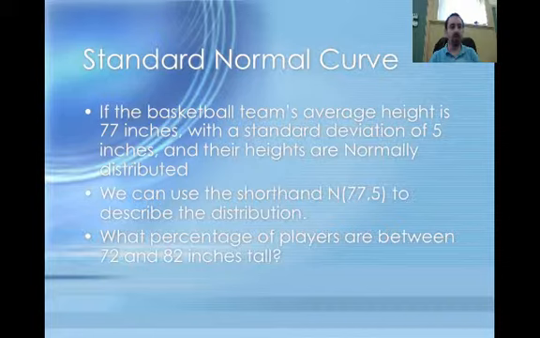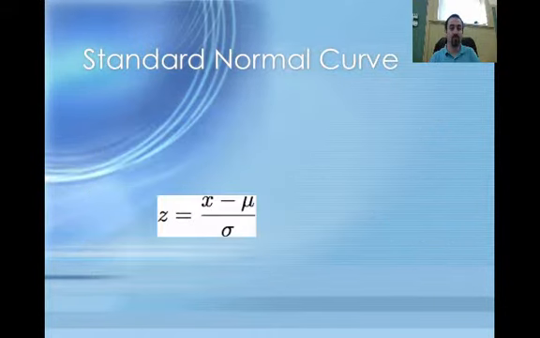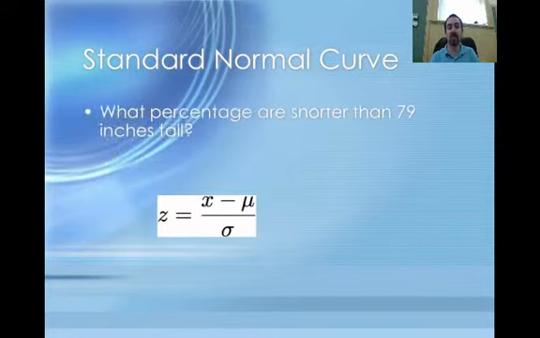Okay, well, with the 68, 95, 99.7 rule, this isn't so hard to answer. Same thing, what percentage are taller than 87 inches tall? Again, not so hard to answer. You notice that 72 and 82 are 1 standard deviation to the left, 1 to the right. 87 inches is 2 standard deviations to the right. So we can apply that 68, 95, 99.7 rule. But what about if we ask about the percentage that are shorter than 79 inches tall?